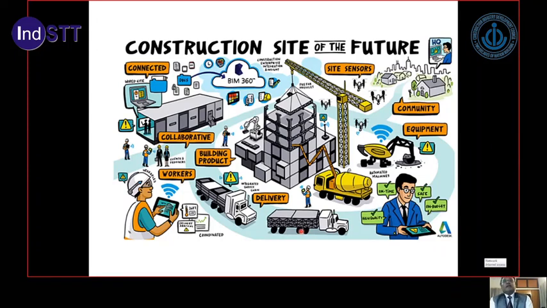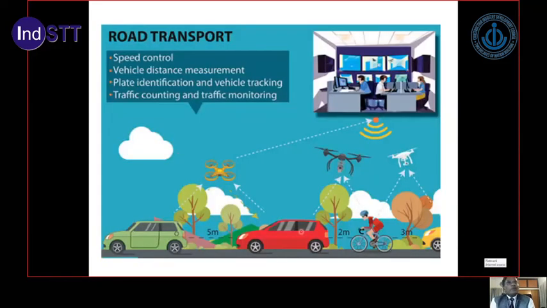In road transport, what we call the intelligent transportation system, they are helping us in speed control of the vehicle. In foreign countries, the speeding of the vehicle is checked with the help of the drone. Then identification of the plate number for vehicle tracking, traffic counting, traffic monitoring. This is all done with the help of this particular technology.